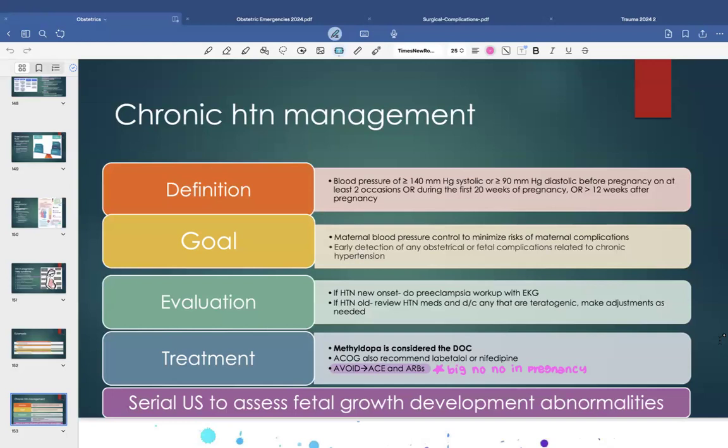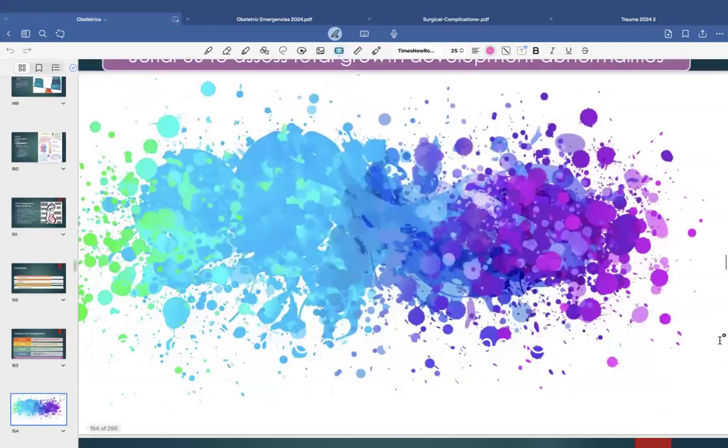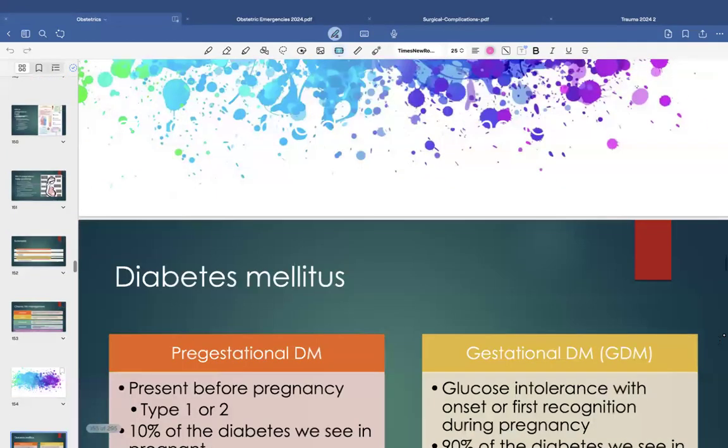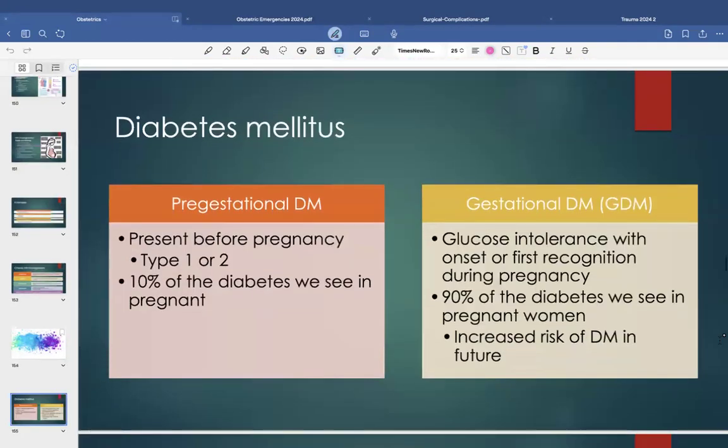All right, we're not going to spend a lot of time here because Dr. Hendricks did go over some of this. I was sitting in on the class, so I know that you've seen some of this before. We have pre-gestational diabetes and we have gestational diabetes. Pre-gestational diabetes is going to be your diabetes present before pregnancy. This is type 1 or type 2, and that's 10% of diabetes we see in pregnancy.